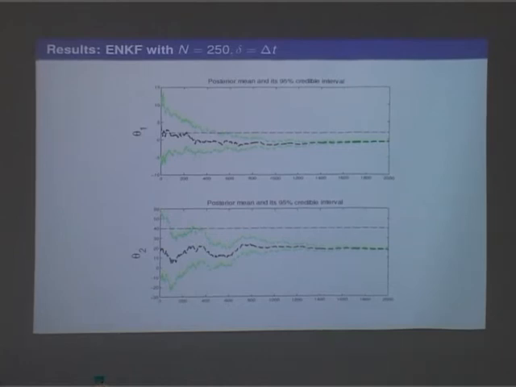In this example, which model are you using to propagate the parameter forward? The persistence one that you just showed? Yeah, persistence. So it's a classical ensemble Kalman filter with the persistent model for the parameter.